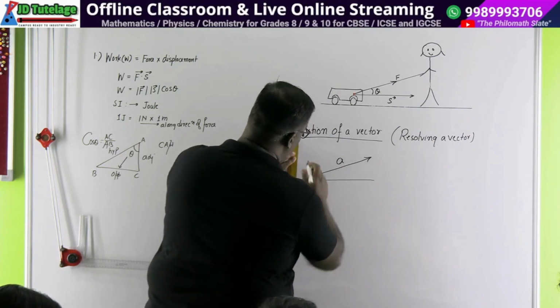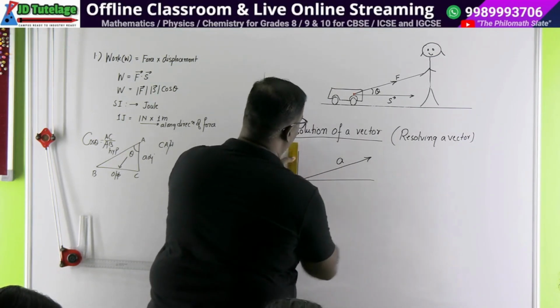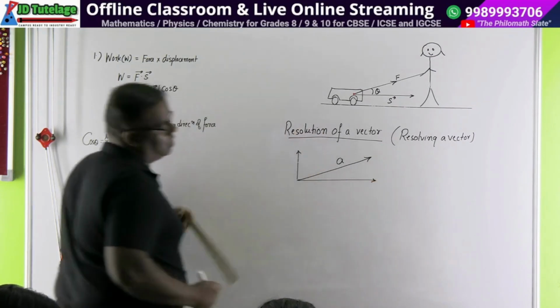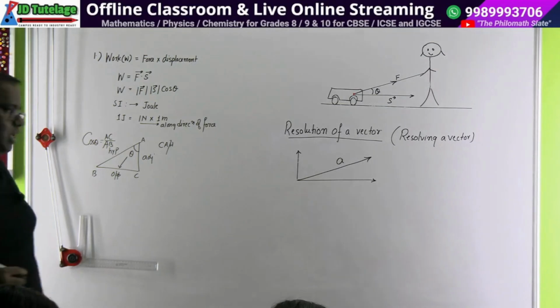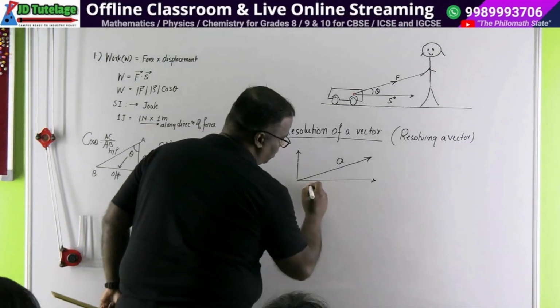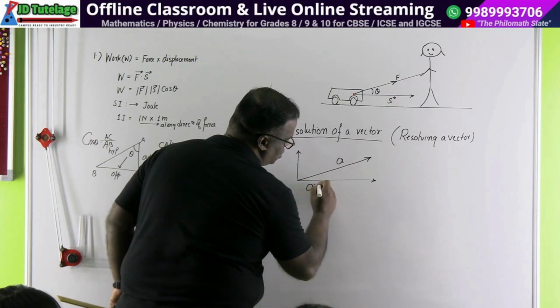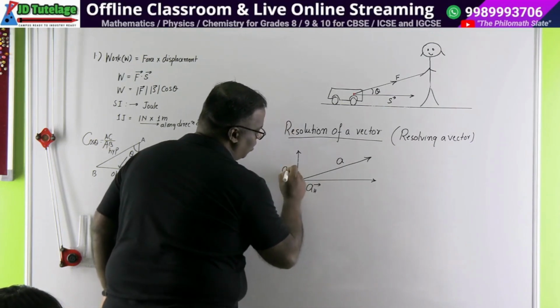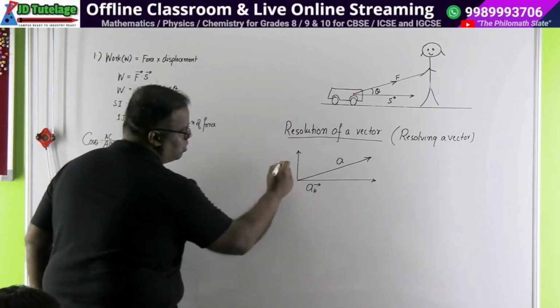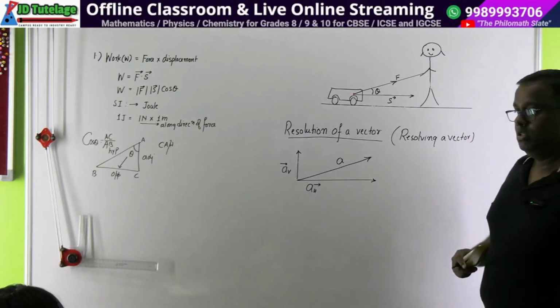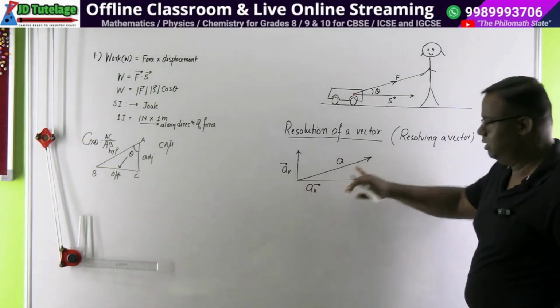One component is along the horizontal direction and another component is along the y direction. Now we'll understand what it is. This is called A horizontal. This is also a vector, and this is called A vertical. This is also a vector. So it can be either upwards or downwards; it can only be in this way.